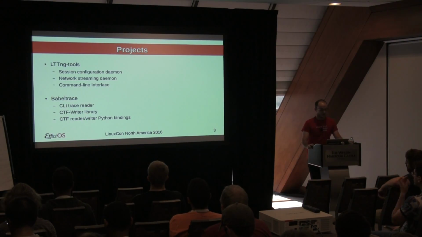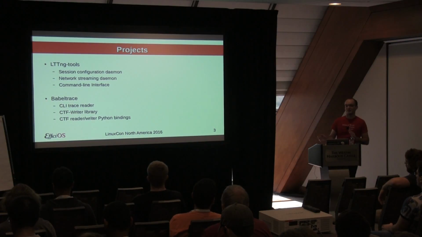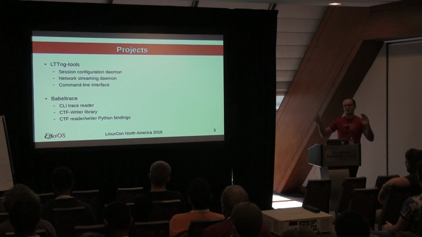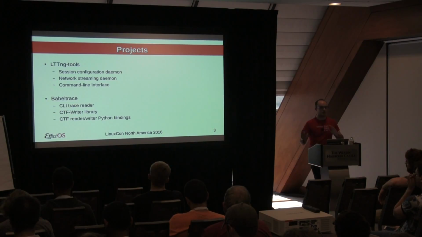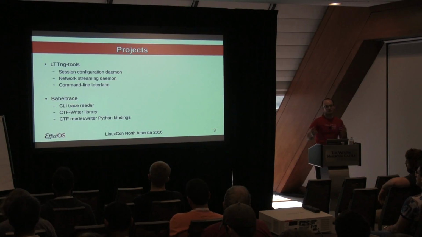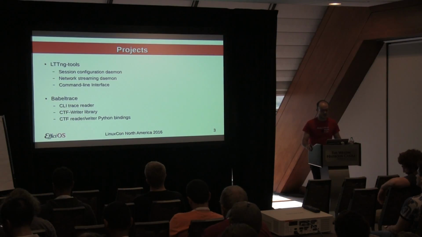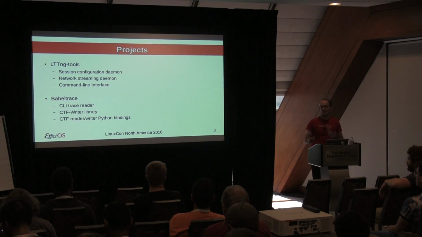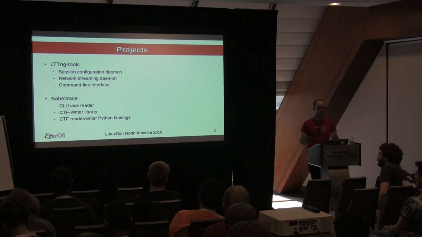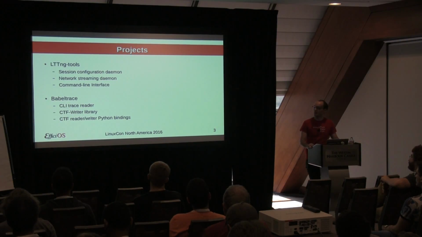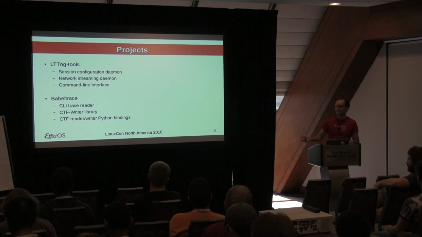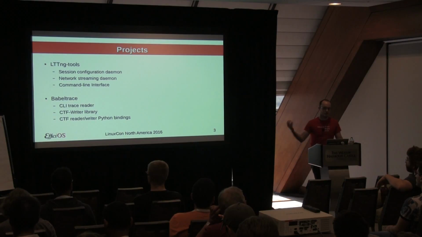And just to run you through the projects that I maintain: the LTTng tools, if you know a bit about what LTTng is, it's the session configuration daemon, the network streaming daemon, so the server that collects the traces when you stream them over the network, and the command line interface to LTTng. And Babeltrace is the command line interface pretty printer to read the traces. It provides the CTF writer library, which is used by Perf to convert to CTF, and the Python bindings that you can use to write your scripts. And what I'm going to present today is mostly based on that.